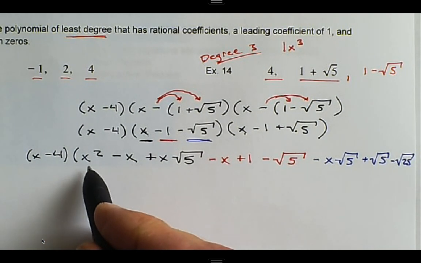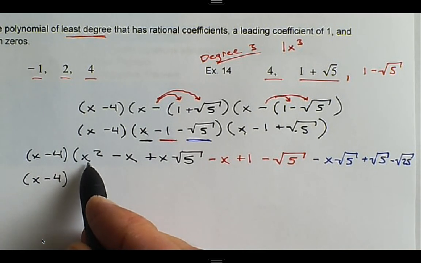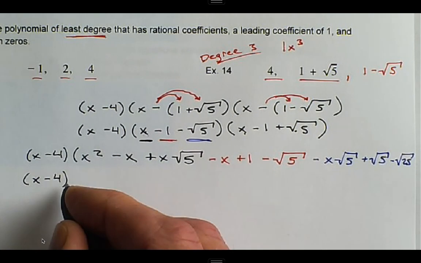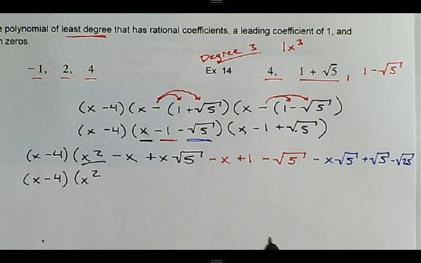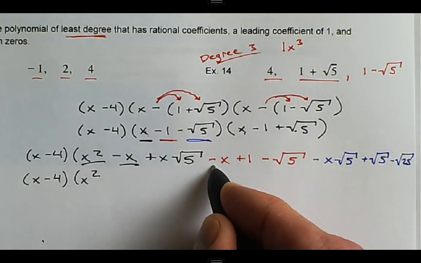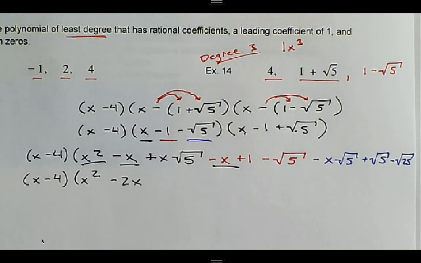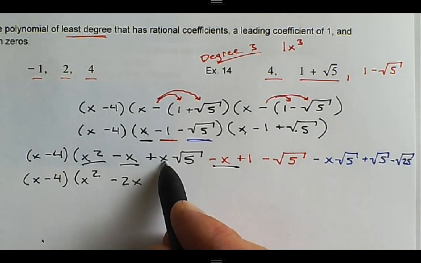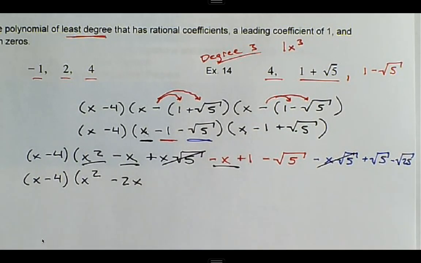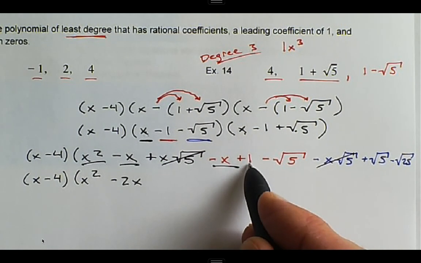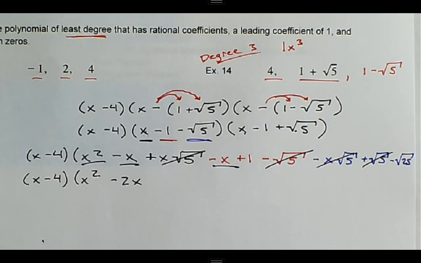We look at combining like terms. So our binomial up front stays x minus 4. And we only have one term in all of this that's x squared, so we just write x squared. And then we have our linear term, which is negative x and negative x, which becomes negative 2x. And then we're going to have a bunch of things that cancel out. So we have a positive x square root of 5 and a negative x square root of 5. So those drop out. And then we have a negative square root of 5 and a positive square root of 5. So those will cancel each other out.